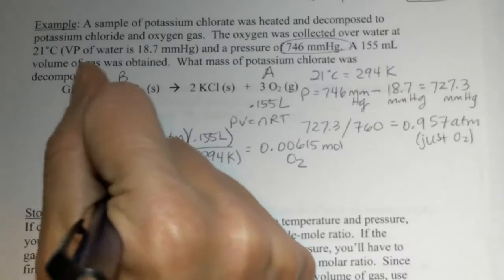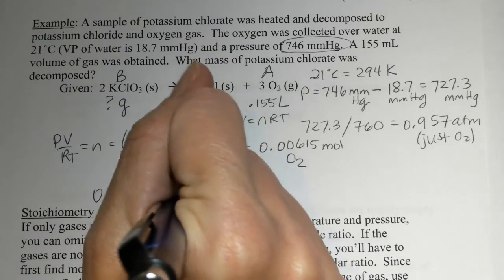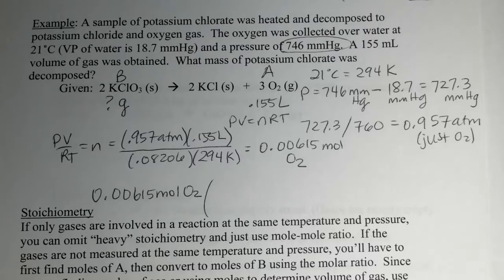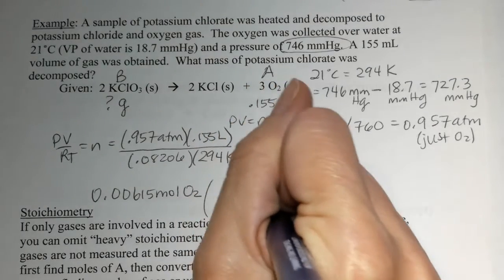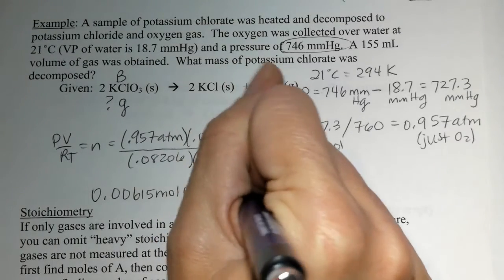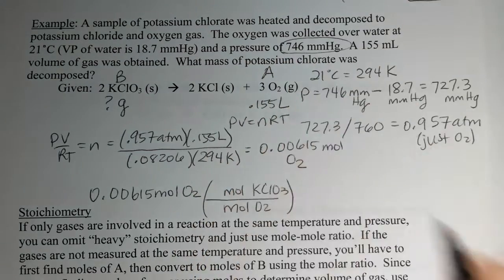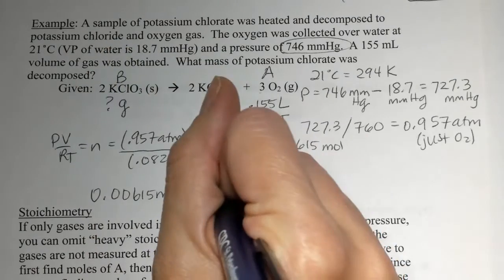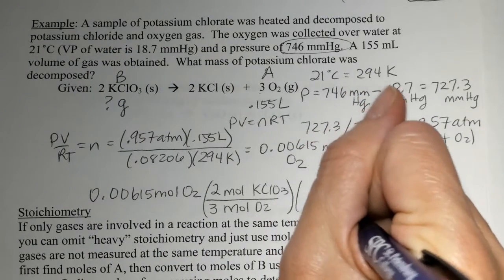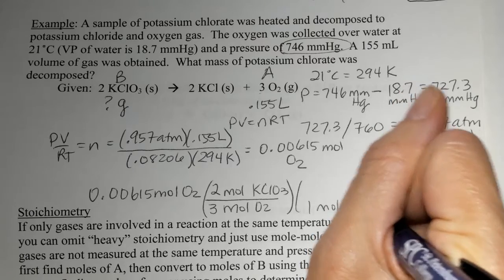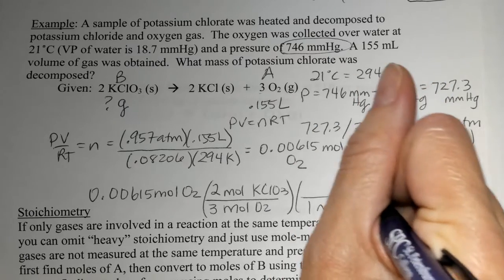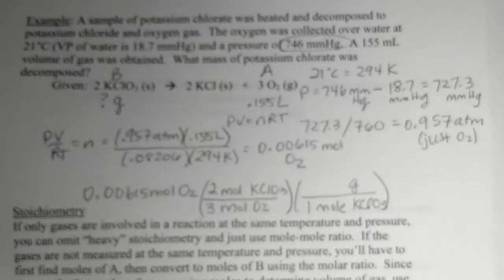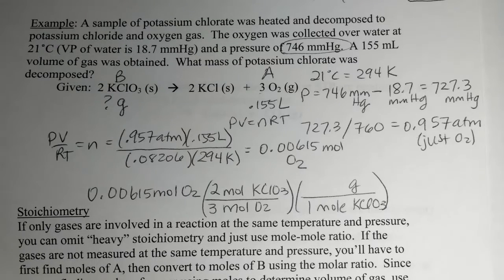Now I can do some stoichiometry, right? If I have 0.00615 moles of O2, now I can go to my mole ratio, getting rid of O2 on the bottom, going to KClO3 on top. Coefficient for every 3 moles of O2, I need 2 moles of potassium chlorate. And then the question was looking for mass, so I need the molar mass of KClO3. So 39.1 for potassium, 35.45 for chlorine. 3 oxygens together would be 48.